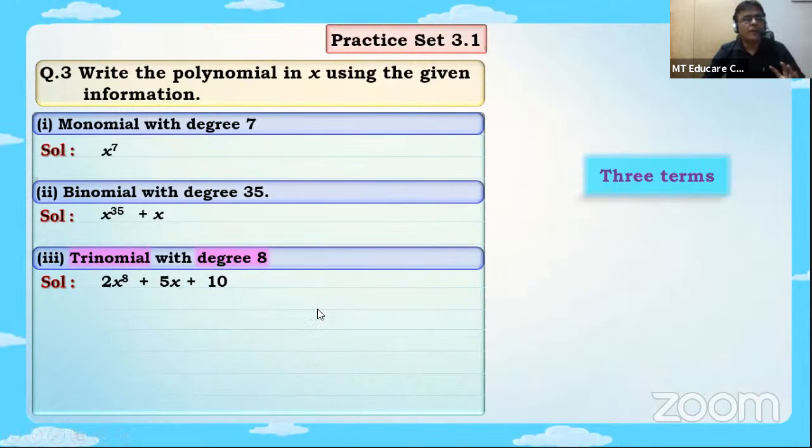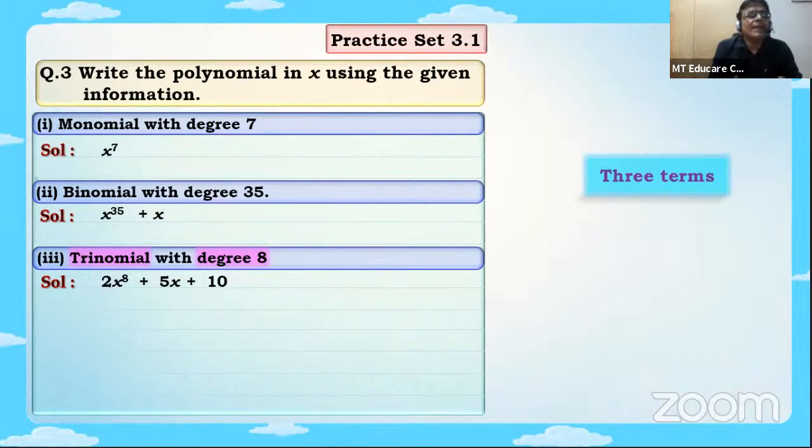Yes, you can write. But see to it that all the powers should be different. I cannot write 5x plus 10x. That I cannot write, because 5x plus 10x will become one term. Then, after adding, it will become a binomial. It cannot be a trinomial. So the power of each should be different. I hope you are clear. Okay, I hope everybody has understood.